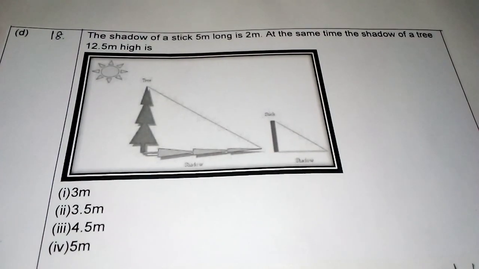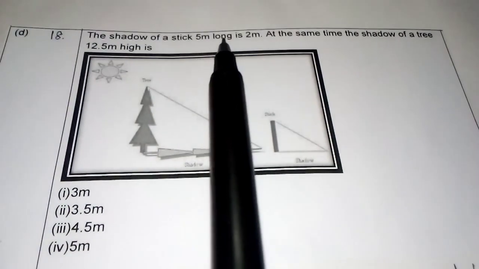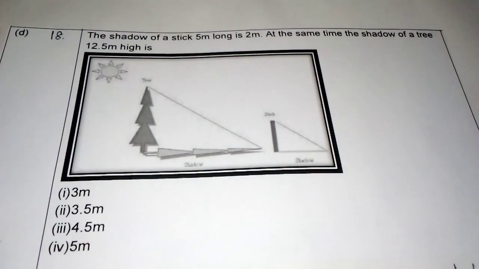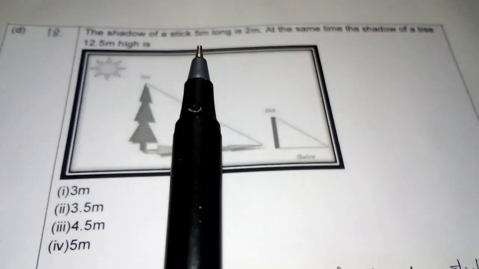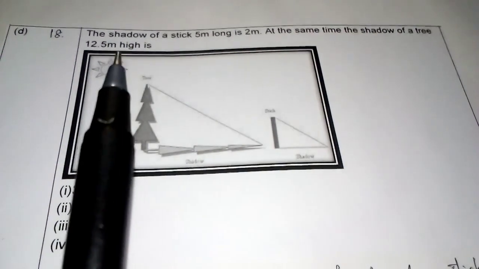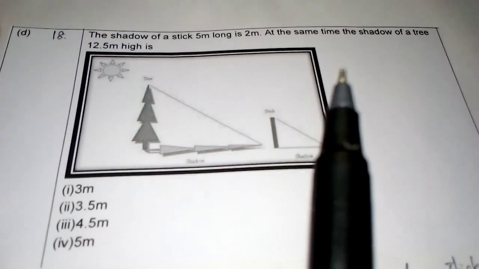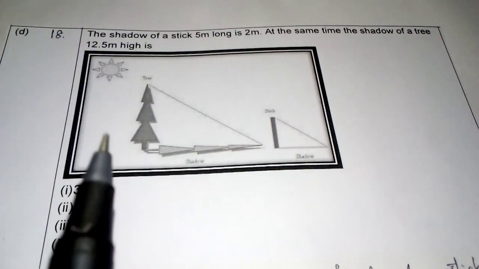Next, 18th question, D subpart. The shadow of a stick 5 meter long is 2 meter. At the same time, the shadow of a tree 12.5 meter high is asked, and 4 options are given. What is given in the question is the length of the stick as well as the shadow of the stick, and the length of the tree is given and the shadow of the tree is asked.